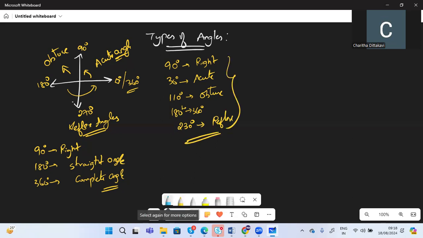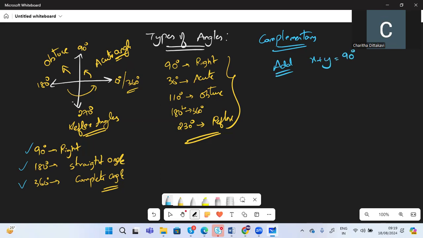Now, coming to the sum of two angles. What are complementary angles? We have pairs of angles now. We already spoke about the individual angles: right angle, straight angle, and complete angle, along with acute, obtuse, and reflex angle. So now complementary. It's a comparison of two angles. Suppose we add two angles, x plus y. If you are getting 90 degrees, they are complementary angles.